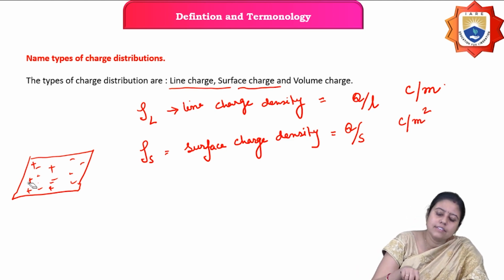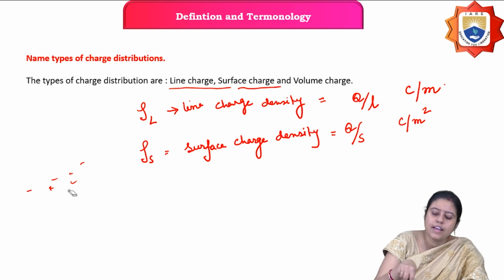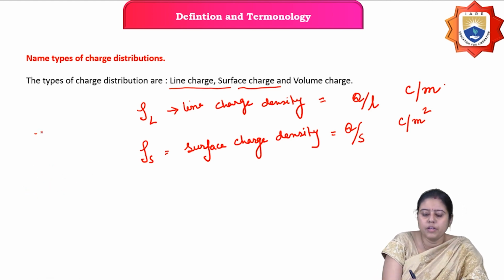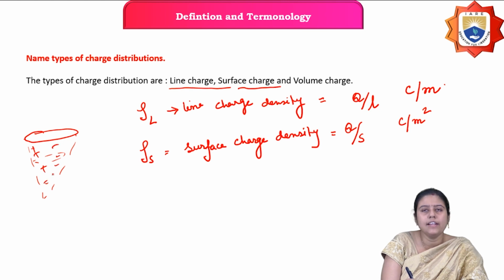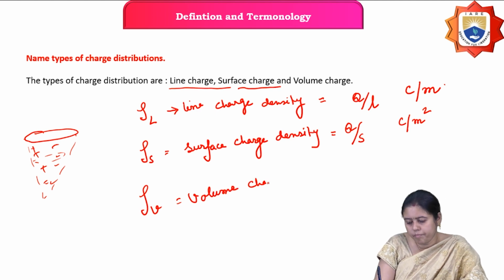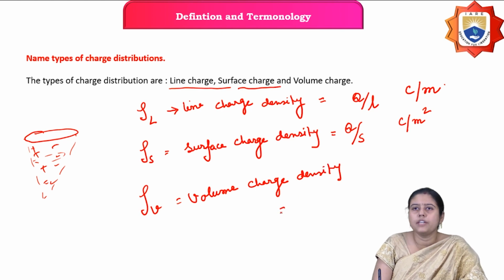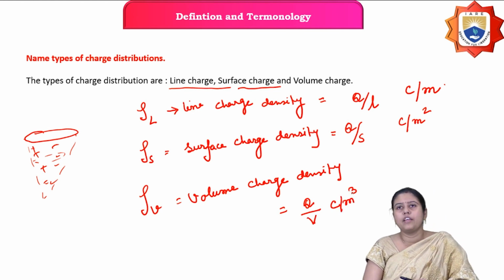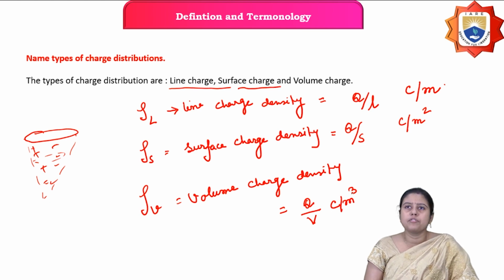Now another charge is the volume charge density. Say if we take a volume, then there is a charge in any three-dimensional region, and rho V is equal to the volume charge density, which is equal to Q by V, and the unit is Coulomb per meter cube. So we got three types of charge.